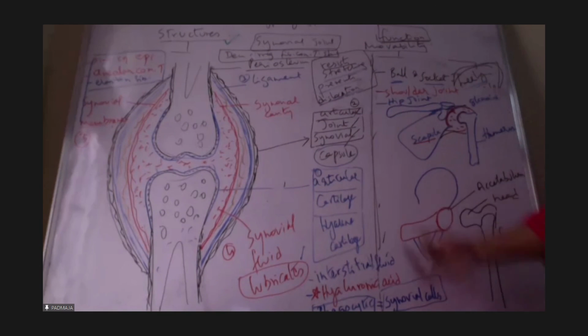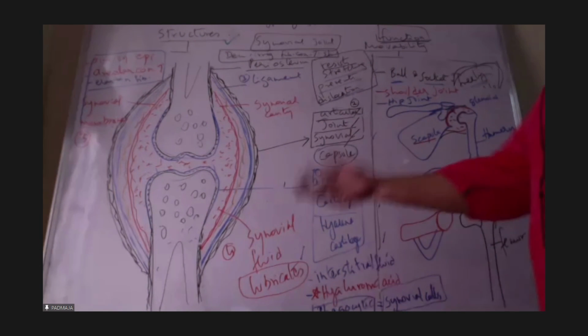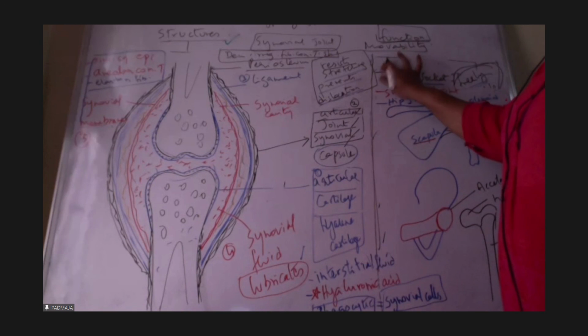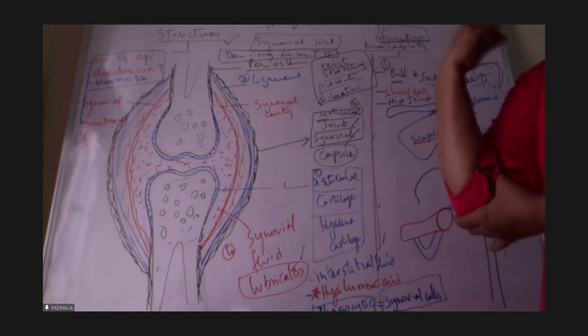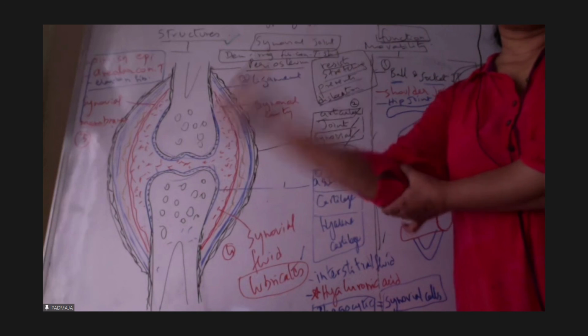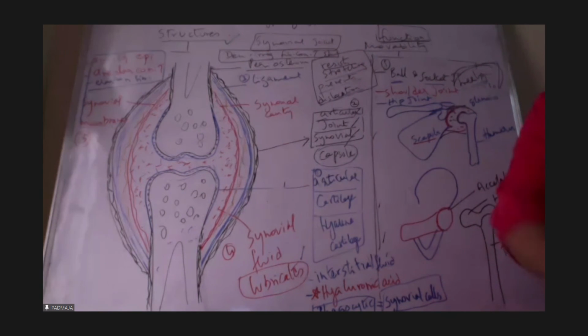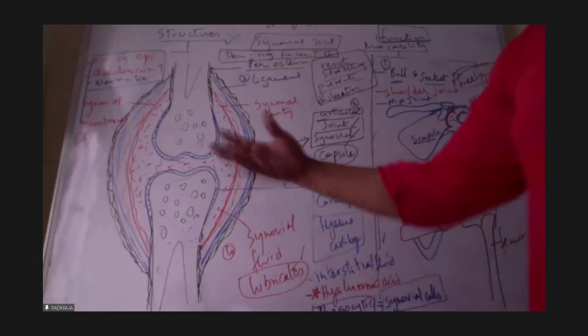Already we are done. So tomorrow we'll continue with the next one. What's the next synovial joint? Hinge. Yes, the elbow joint and your knee joint. Tomorrow I'll continue.